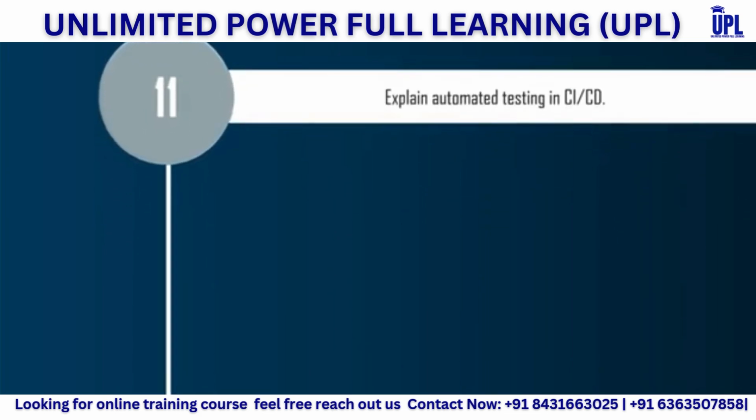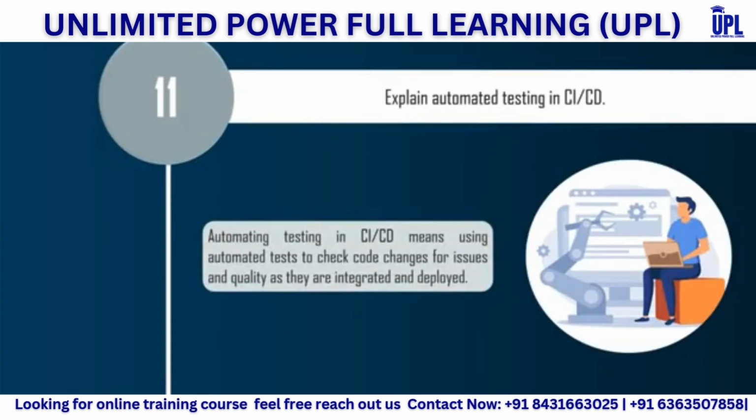Automating testing in CI/CD means using automated tests to check code changes for issues and quality as they are integrated and deployed. It's a quick and consistent way to catch problems early, maintain code quality, and ensure reliable software release.